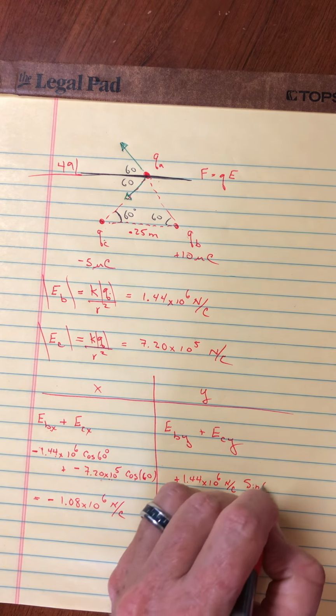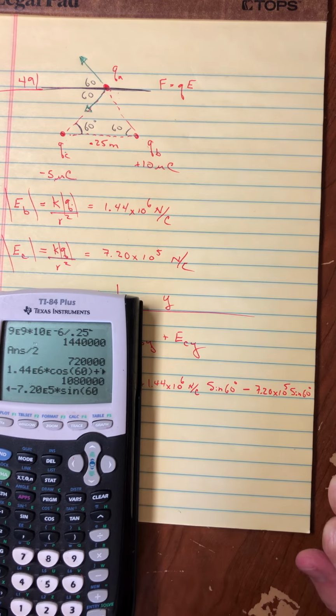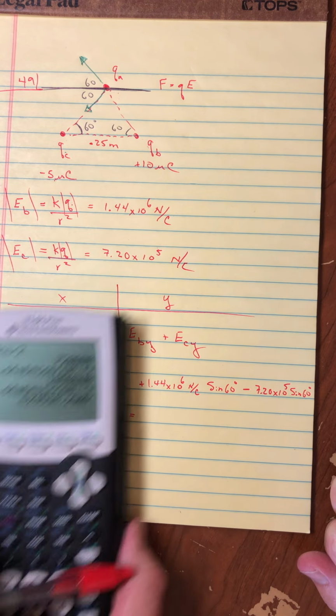All right, so if I take advantage of my calculator and just re-enter and scroll to the beginning so you can see it, there's the 1.44 times 10 to the 6th, and the only thing I want to change is a cosine to a sine. Another thing I'd like to change is that to a negative, and then also the cosine into a sine. Now I'll hit enter.